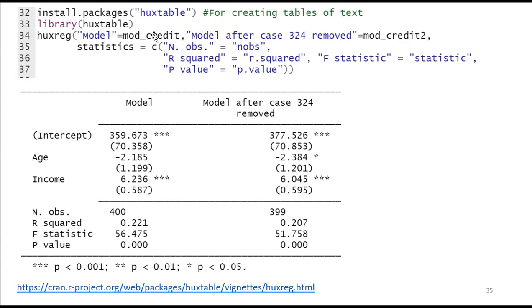So you have to fit the regressions first. And then the second column, I'm going to call it this, and it equals the output of the second regression model I fitted. What statistics do I also want to display? Well, okay, I want all these. More on that and examples are given in the link here. This is useful if you're comparing several models of the same data.